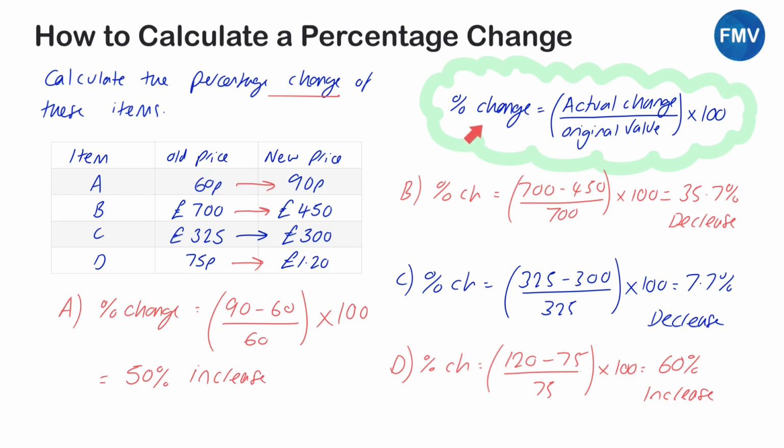So just to reiterate, key point here, you can see the formula is very straightforward. It works for both percentage increase and decrease. So two key points to work out: find the original value and work out the actual change, and then you've got everything you need.